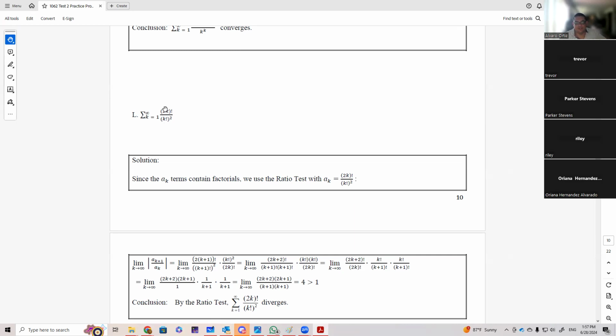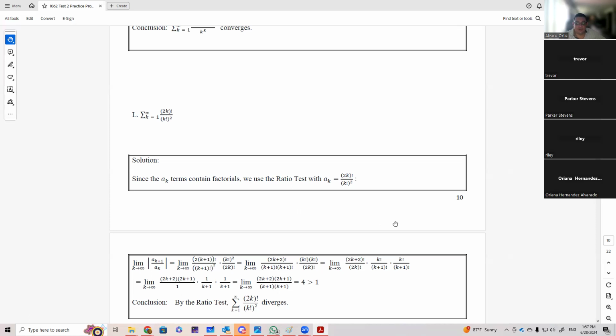It's difficult to tell, with the limit of this 2k factorial term over k factorial squared, who's going to be larger, 2k factorial or k factorial squared. So that's why we approach it with the ratio test.